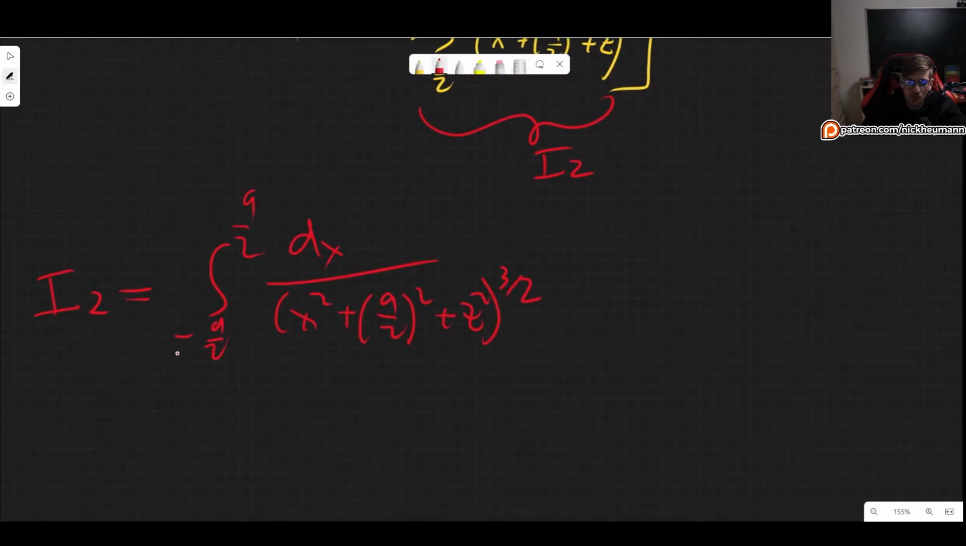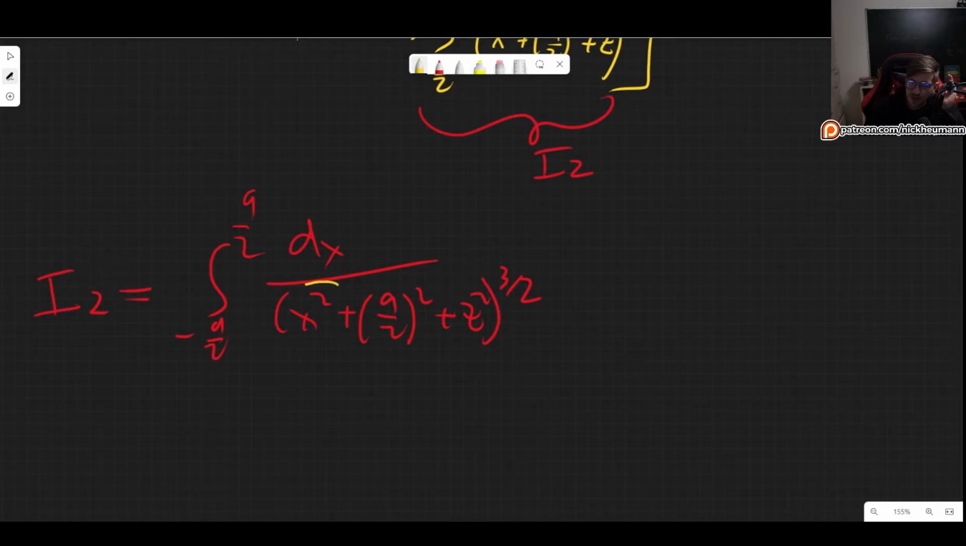Now, just in case you're wondering, this is an even function over a symmetric interval, so you could write this as twice the integral from 0 to a over 2 if you're interested, but it doesn't really simplify things all that much, so I don't really care at this point. There are some times when something like that is useful, but here it doesn't do too much. Okay, how to solve an integral like this?